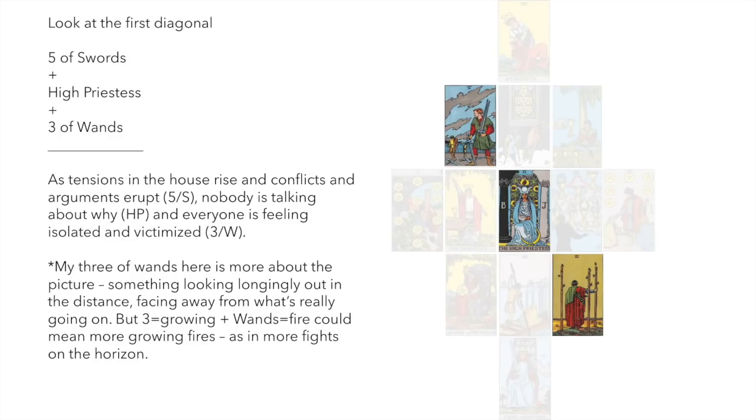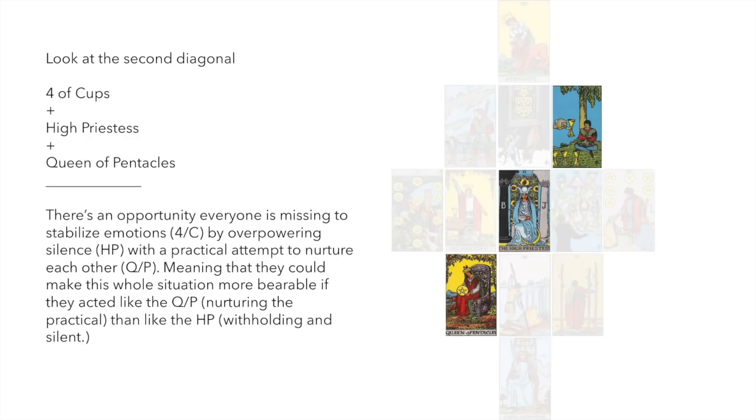So we look at the next diagonal, and we've got the Four of Cups, again, the High Priestess and the Queen of Pentacles. And so here's really where we get some advice. There's opportunity that everyone's missing. There's an opportunity no one's seeing in the Four of Cups to stabilize emotions. Another iteration of the Four of Cups, right? So you can see how you can use two systems at once.